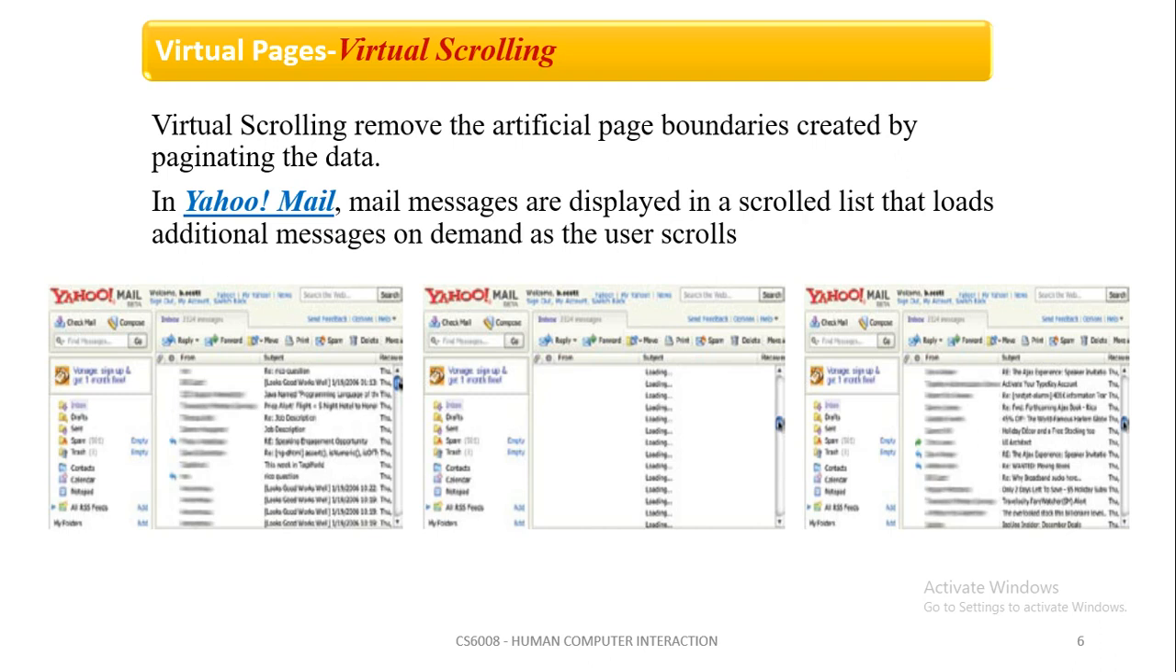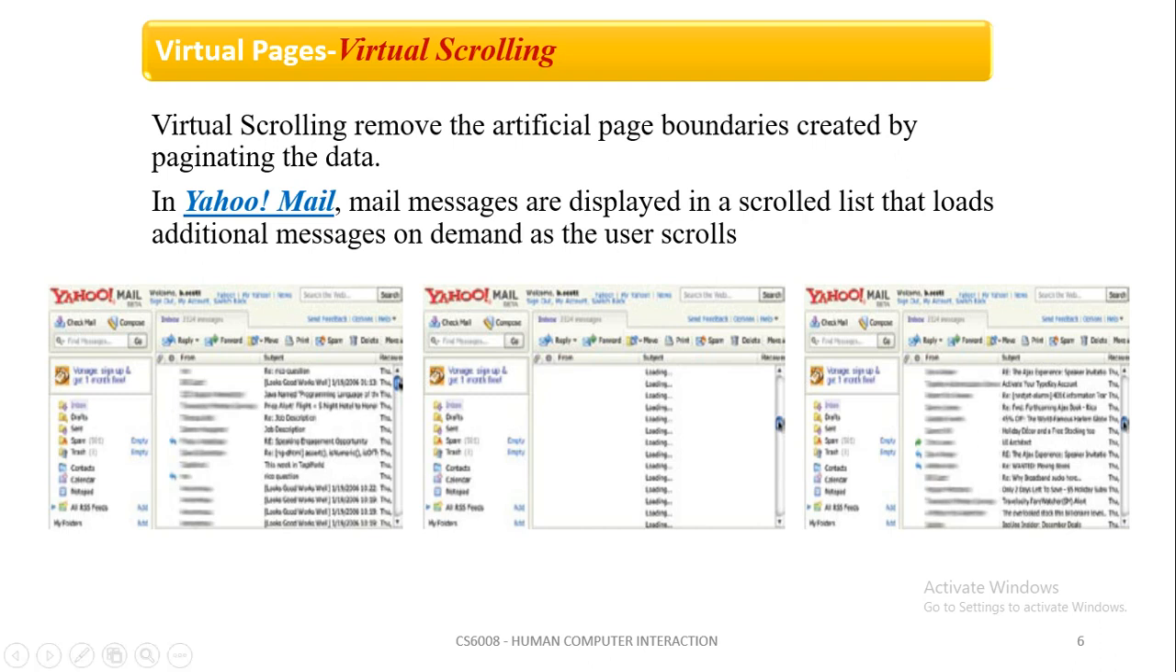In Yahoo Mail website design, the email messages are displayed as a scrolled list, and that too loads the additional messages on demand as the user scrolls. So this normal approach that involves a scrolled list can be seen in the desktop mail clients like Opera Mail, Pegasus Mail, Windows Live Mail, Mozilla Thunderbird, etc. And Yahoo Mail implements that desktop version of the scrolled list into its website version.